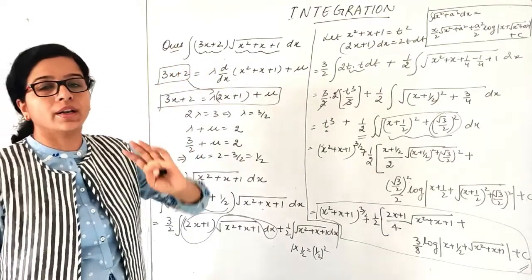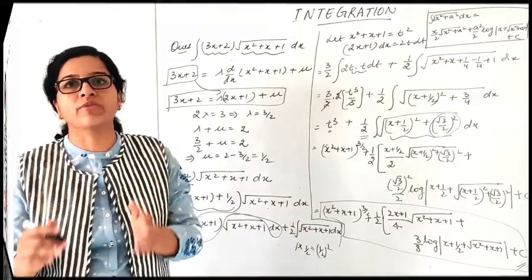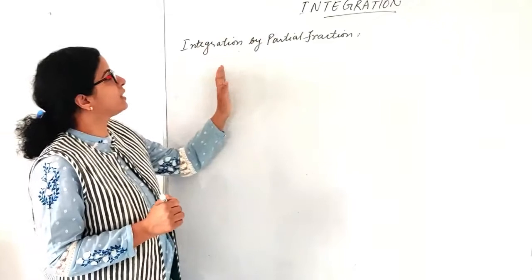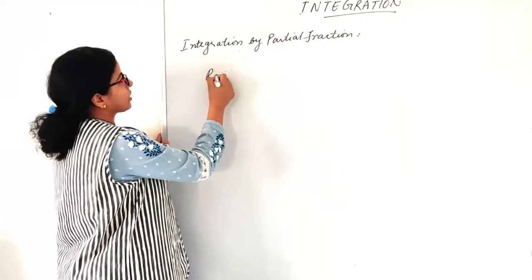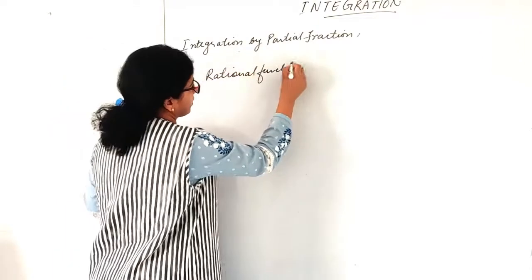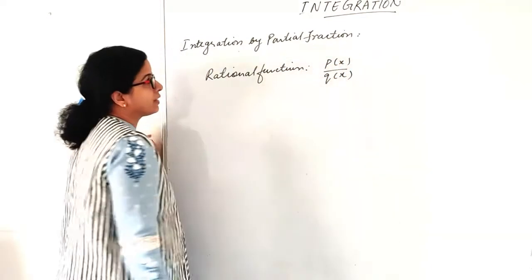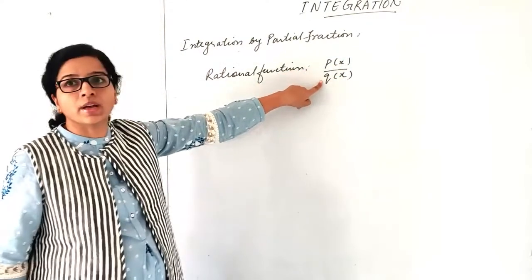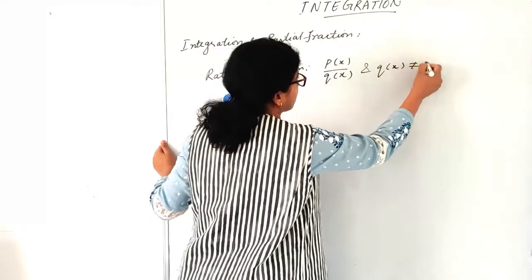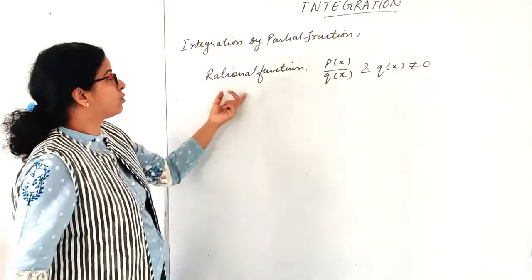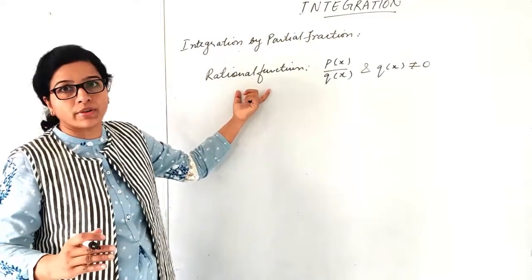Is that clear? Now let us move to the next section, which is very important, partial fractions. So now let us start with integration by partial fraction. What does that mean? So already we know what a rational function is, right? It is of the form px upon qx, where px and qx are both polynomials and qx is not equal to 0, right? So there are two types of rational function. One is improper, the other is proper, right?